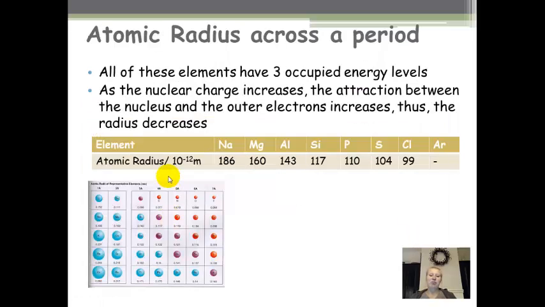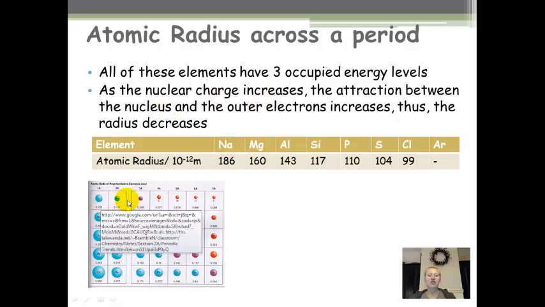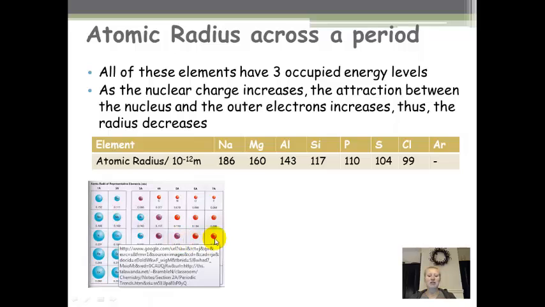However, as you go across, your effective nuclear charge is going to increase, like we just said. And so as your effective nuclear charge increases, it pulls harder and harder on those valence electrons. And so what happens is those valence electrons are pulled in slightly, which decreases your atomic radius across a period.